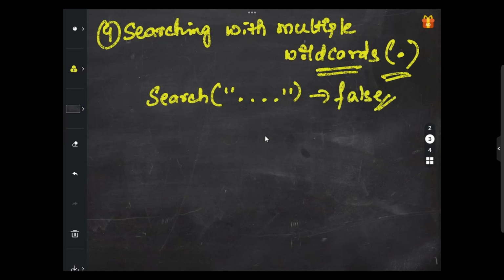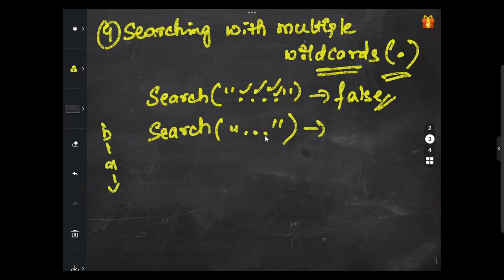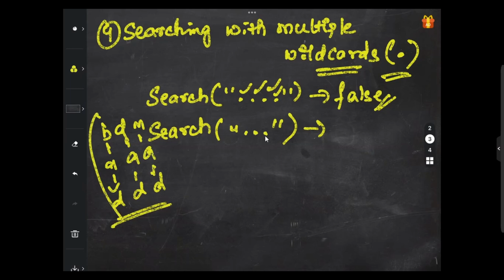Search of 4 dots, this will be false because we have only 3 characters, bad, dad and mad. Here we have 4 dots because the characters can be anything, but we don't have 4 characters at all, right? We have 3 characters in the trie, so this will be false. Let me consider another condition here. Search of 3 dots. It can be of any character. Either it can be B A D bad or D A D dad or M A D mad. So it can be any one you can consider. This one will be true.